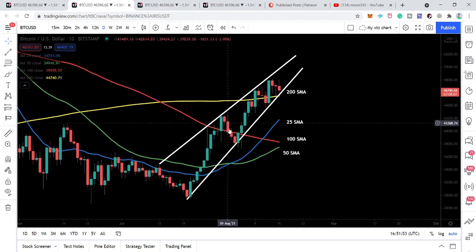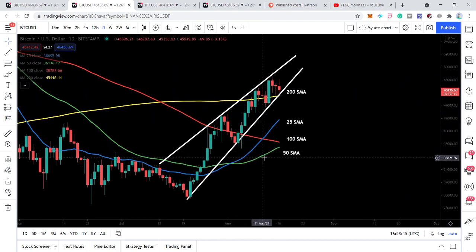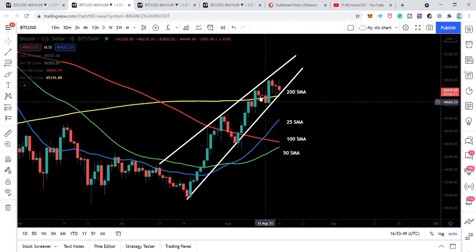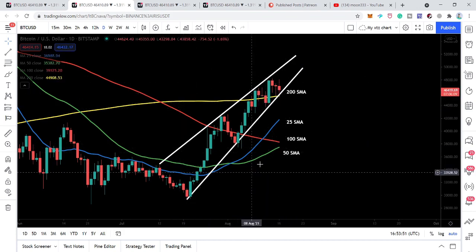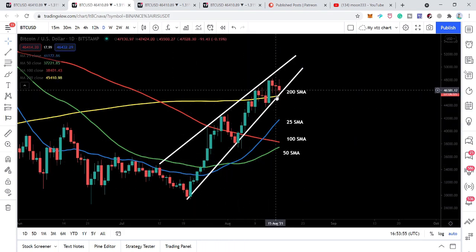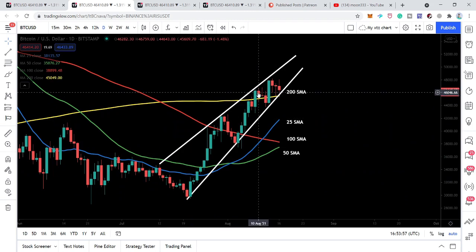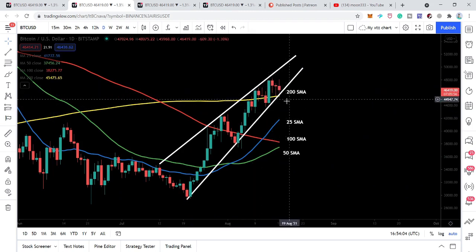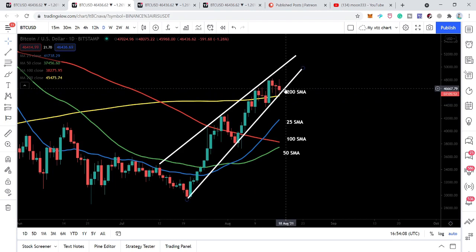The same is happening right now. This 50 simple moving average has started moving towards the upside to form a golden cross with the 200 simple moving average, and before this golden cross we can see that this rally has started. Therefore, it can be a long-term rally. However, we have very nice support of the 200 simple moving average, and the price line is right now testing again the 200 and the support of this rising wedge pattern as well.